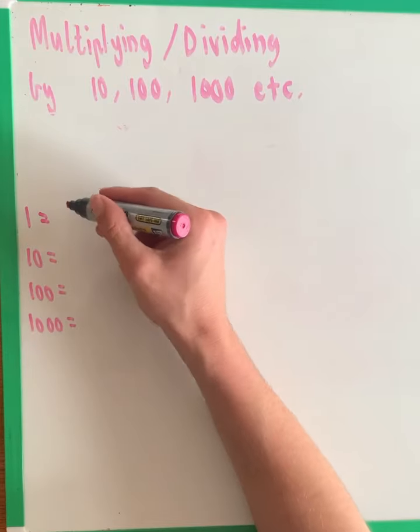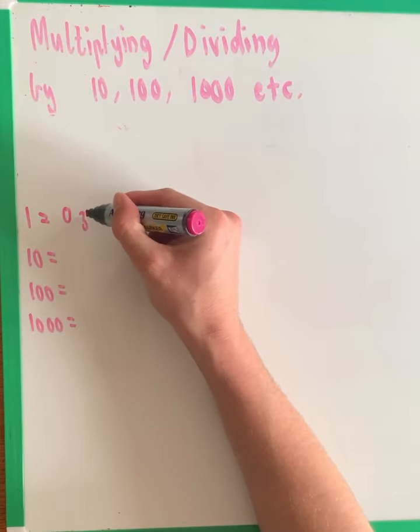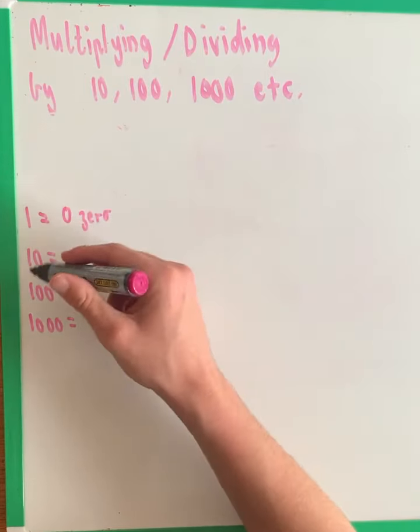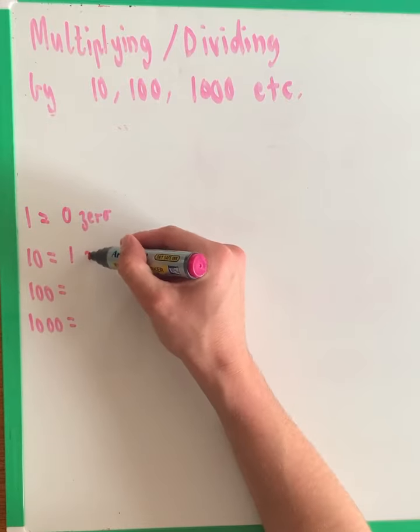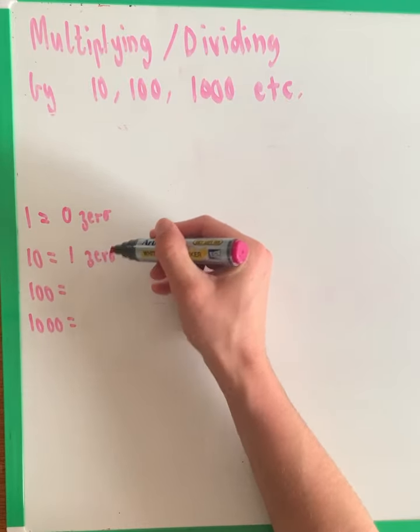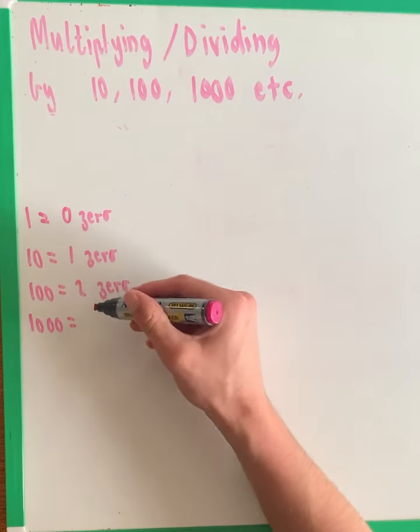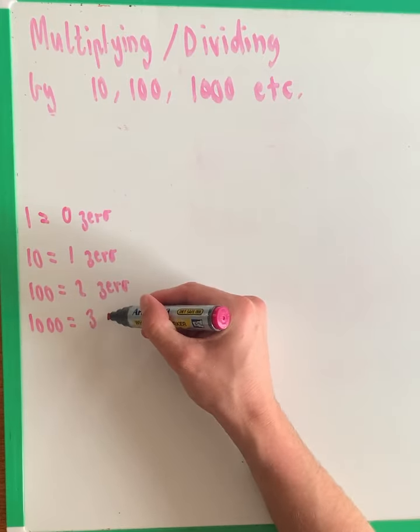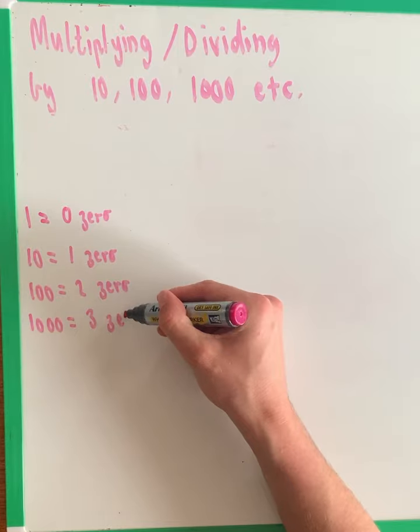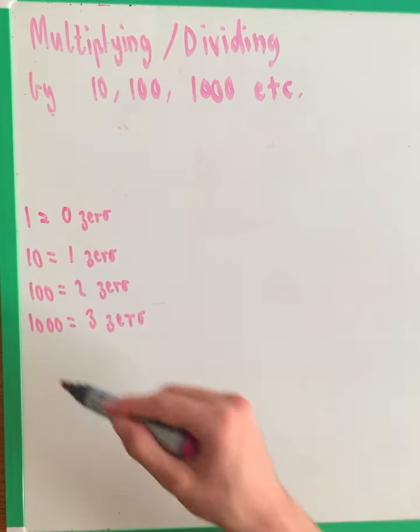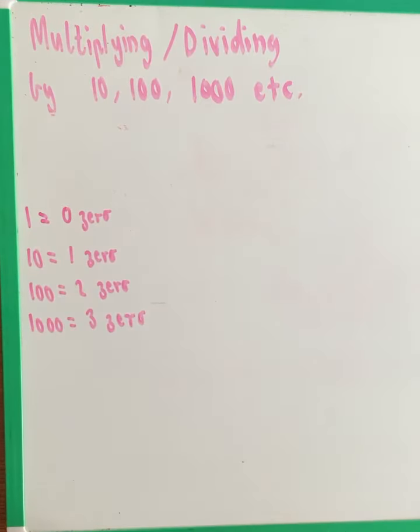In 1, there's 0. In 10, there's 1. In 100, there's 2. And in 1000, there is 3. And we could keep going if we wanted to. So we're going to bear that in mind when we look at this trick.